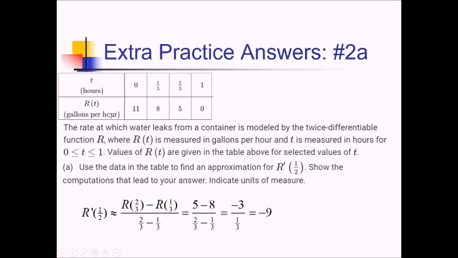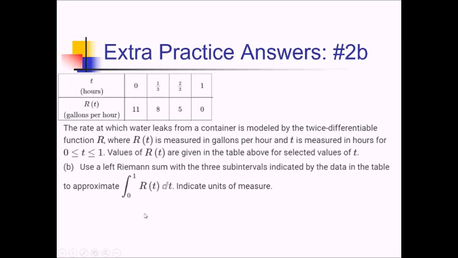Every time you take the derivative with respect to time, you're dividing by another time unit. So this is now going to be gallons per hour, or gallons per hour squared. For this part of the problem, they're asking us to use a left Riemann sum with 3 subintervals with the table to approximate the integral from 0 to 1 of r of t dt.